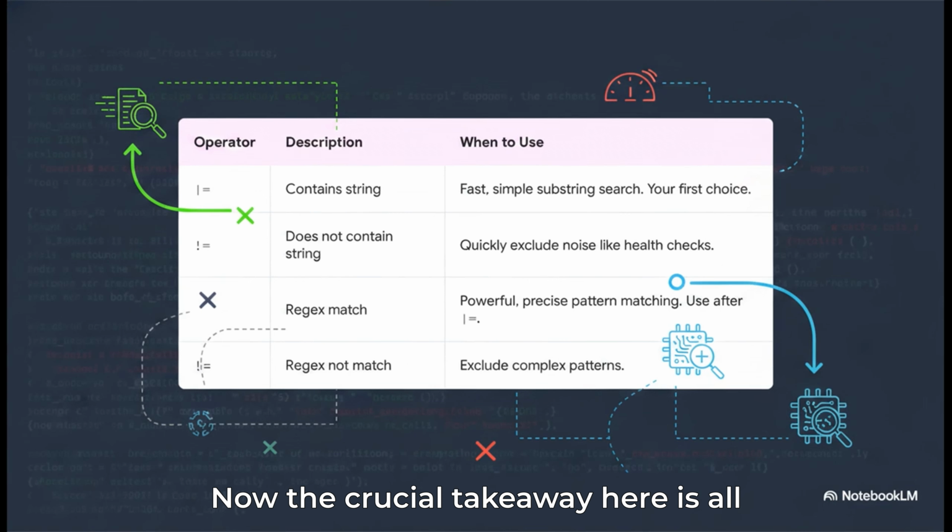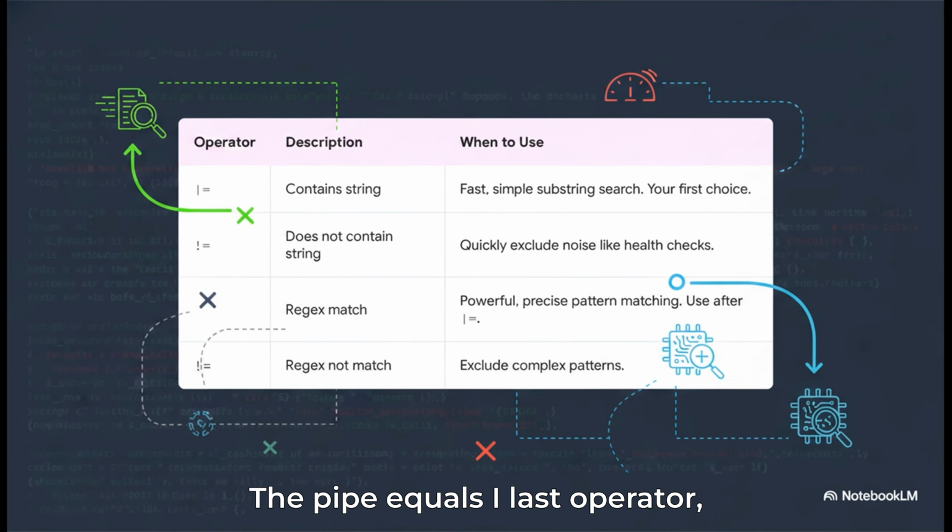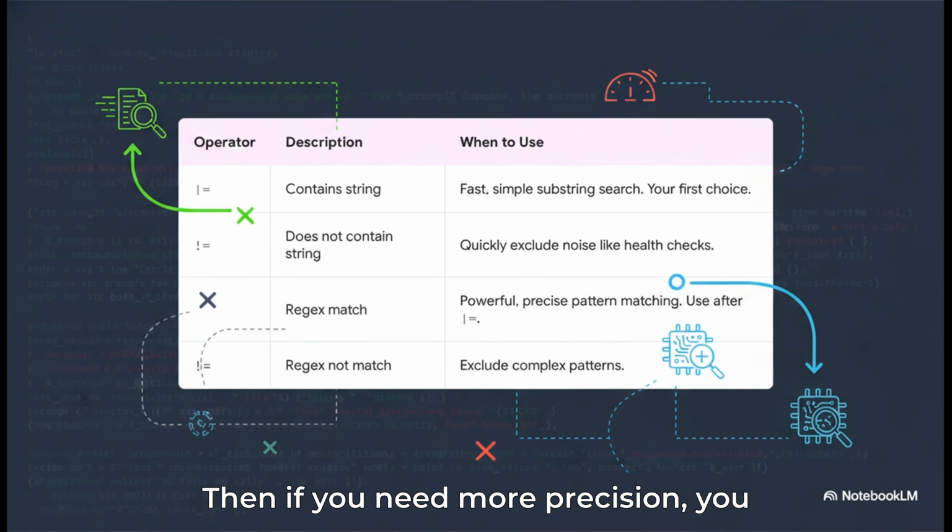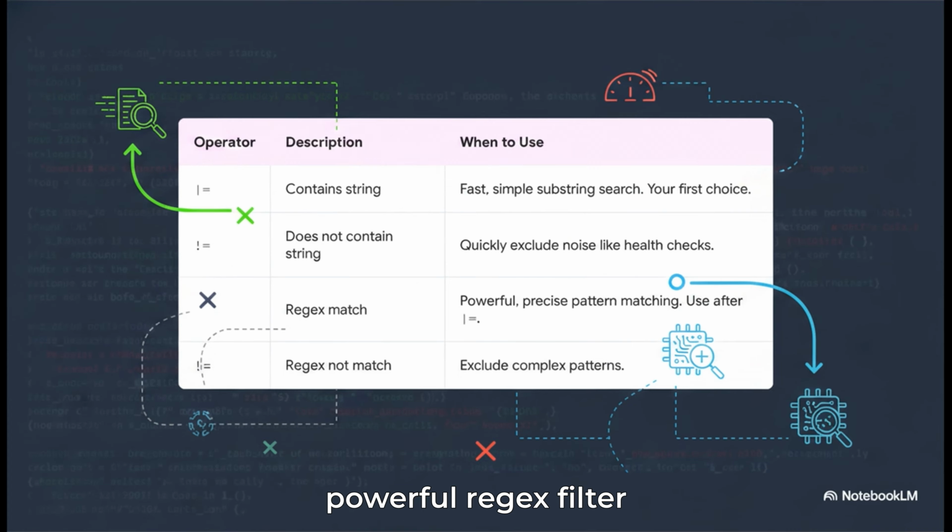Now, the crucial takeaway here is all about performance. The pipe equals line filter operator, which just does a simple contains search, is by far the fastest. You should always use it first to drastically cut down the number of lines you're searching. Then, if you need more precision, you can chain on a slower but way more powerful regex filter like pipe tilde.